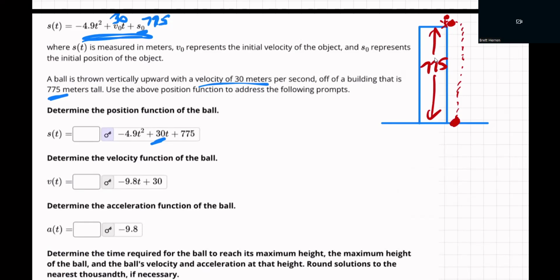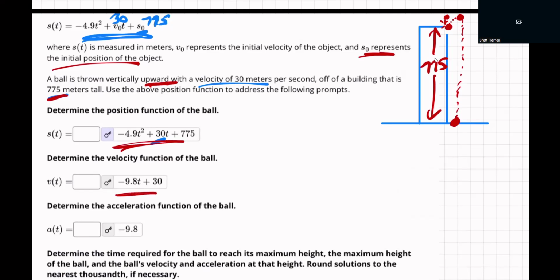Okay, so S0, it says right here, S0 represents the initial position. And so that would be the 775. And the velocity, oh, they throw it upward. They don't just throw it straight off. They throw it upward and then down. It goes upward, reaches a peak, and then comes down. That upward velocity is 30. So that's how we get that first equation.